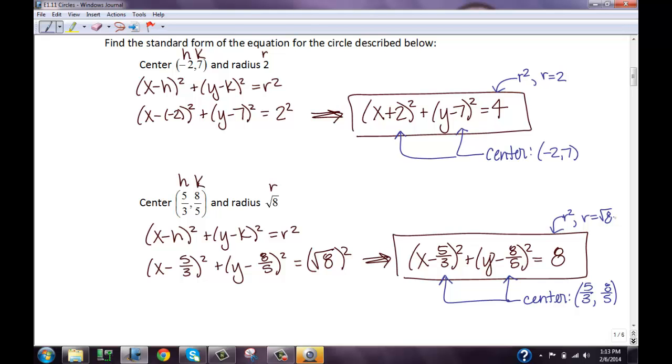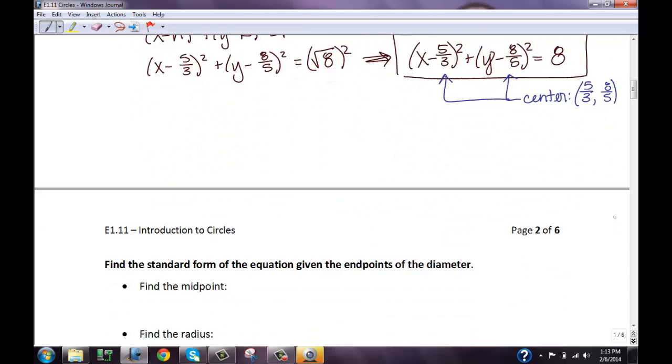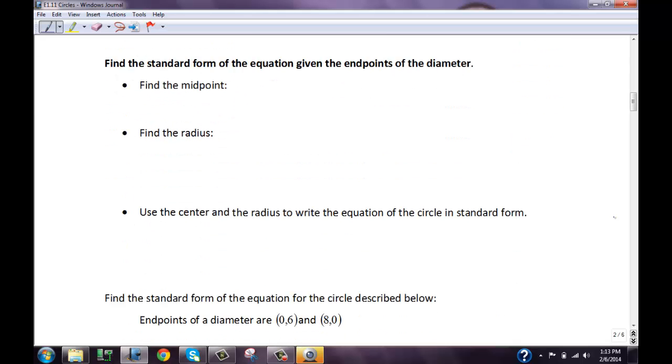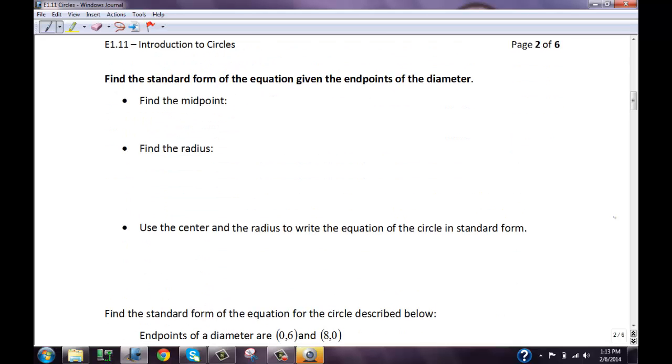The next thing we're going to look at is when we are given only the endpoints of the diameter of a circle, how to get it into standard form of the equation. So what I'm going to go ahead and do is just draw a little picture. Okay, if I draw a picture, let's pretend this is my circle. The diameter, remember, is the distance all the way across. The diameter is twice the radius. The radius, remember, is just from the center out to one side. Diameter is all the way across.